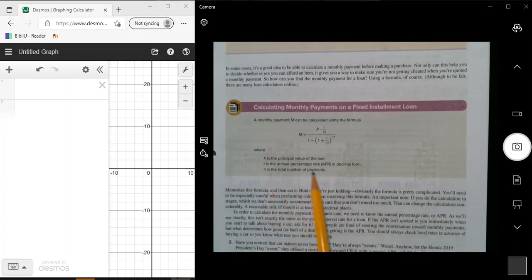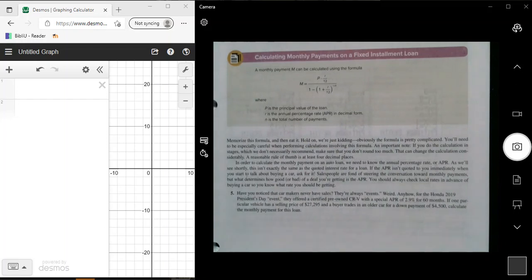And then N is the total number of payments. Now it says memorize this formula and then eat it. Hold on, we're just kidding. Obviously, the formula is pretty complicated. You'll need to be especially careful when performing calculations involving this formula.